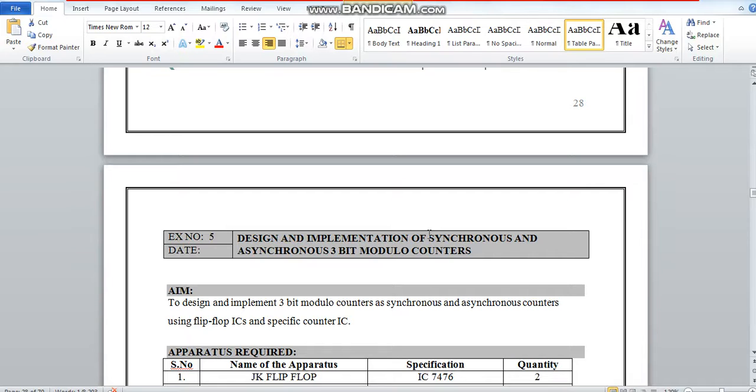In asynchronous, the output of the first flip-flop will be fed as clock to the second flip-flop, and the output of the second flip-flop will be fed as clock to the third flip-flop. That becomes asynchronous, and the clock signal will be fed only to the first flip-flop. So this becomes the basic difference between synchronous counter and asynchronous counter.